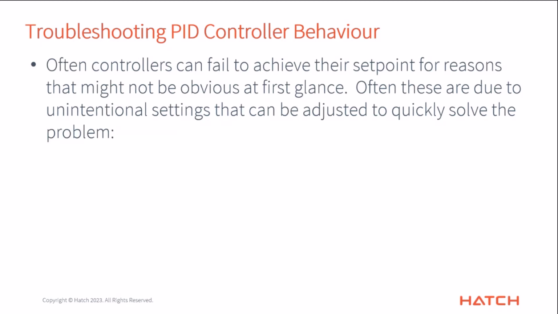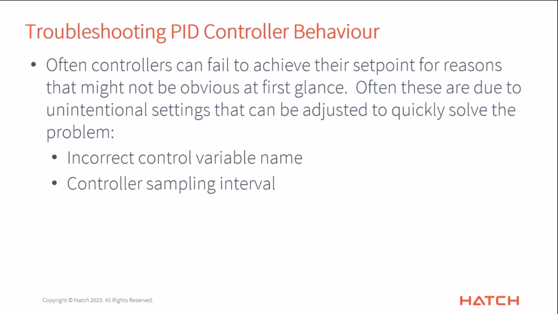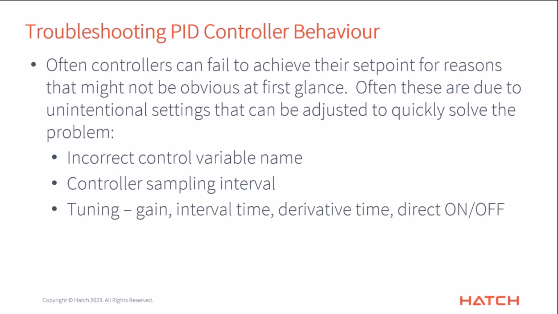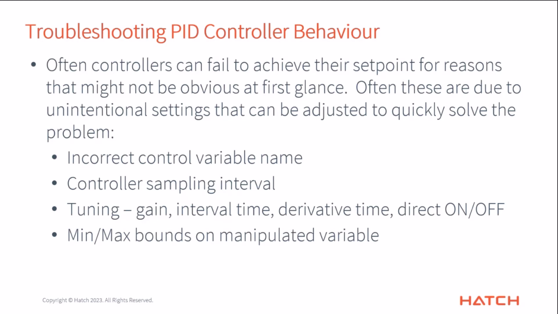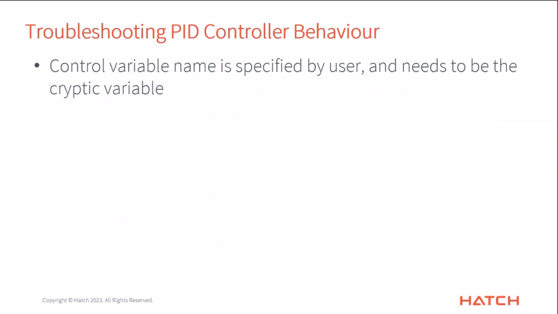There are a number of different reasons why that might happen. One of them is that you have not actually specified the correct control variable name. Again, it has to be the cryptic variable, so sometimes it's not extremely obvious what that should be. Sometimes the controller sampling interval is too long or inappropriate for the type of controller you are using. It might be tuned badly, so it can't get to the set point because it's way over aggressive or not aggressive enough. Also you might have some minimum and maximum bounds that are not set quite the way you want. I'm going to touch on each of these individually here.